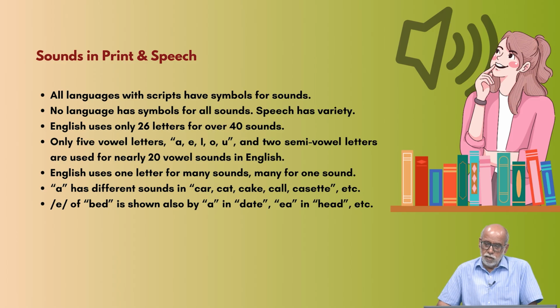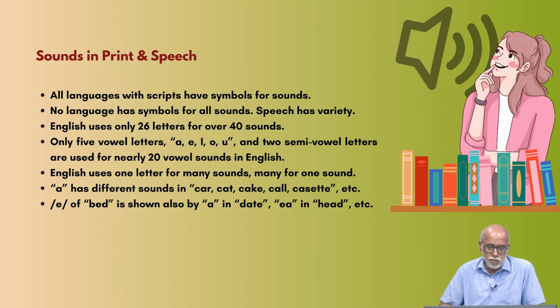English language has over 40 different sounds. Substituting one for the other might create problems, but it has only 26 letters. So, what does it do therefore? Therefore, it uses one letter for more sounds and more letters for one sound. Sometimes you need two letters to make one sound, CH for ch, PH for f. Or sometimes one letter can make more than one sound.